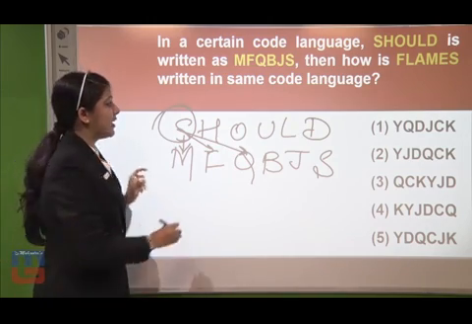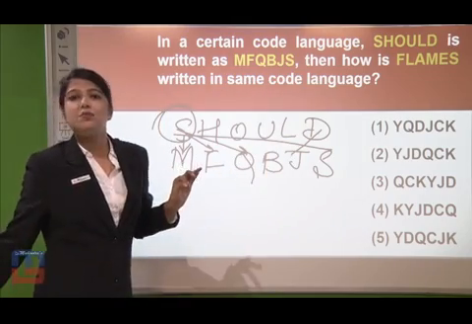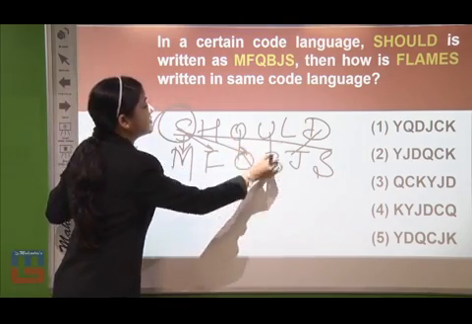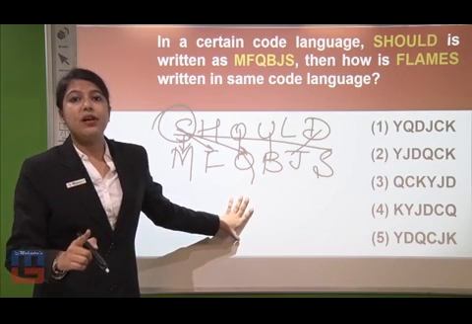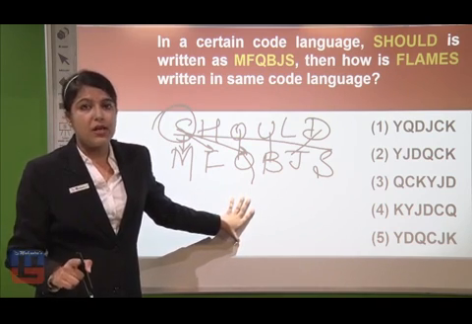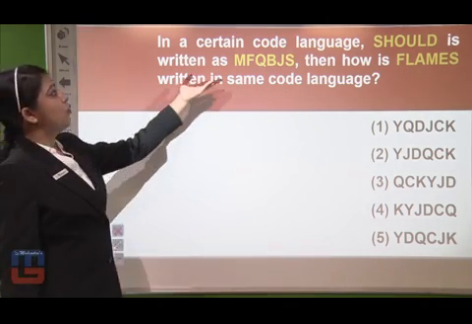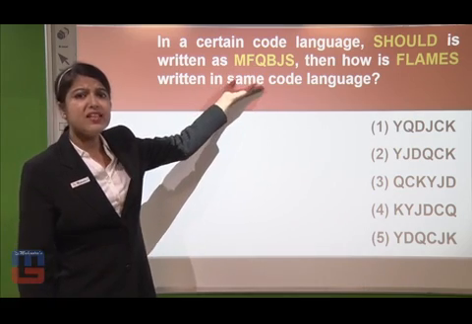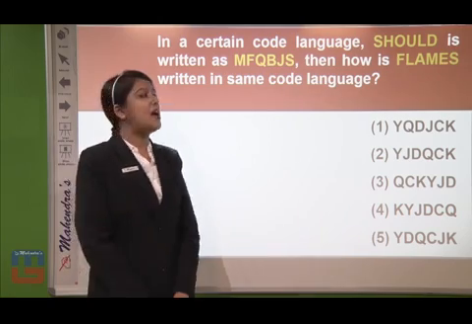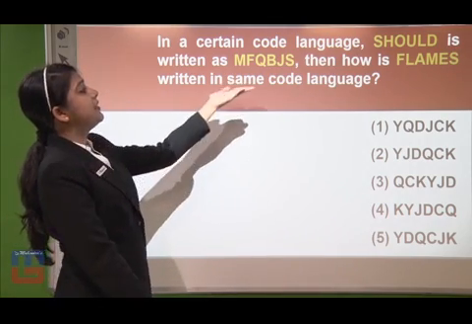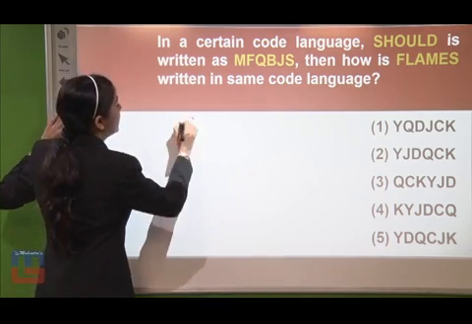You cannot judge it like this: S is going at the last, D is coming to the second last position, or in between it is relating in a straight word format or so ever. You have to relate it very much uniformly. So keeping this in mind, just pay attention now. What is the question? In a certain code language, should is written as M, F, Q, B, J, S. Then how is flames written in the same code language? So very much clear about this.